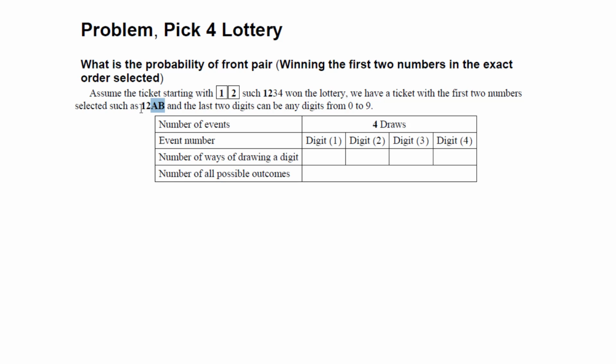So we can select the first digit in one way only and the second digit only in one way because they are already fixed. But the last 2 digits, each one can hold any number, which means it can be selected in 10 different ways each. So what is the number of all possible outcomes of these winning tickets? It is 1 times 1 times 10 times 10, which is 100 ways. So we have 100 winning tickets in such case, and the probability is going to be 100 divided by 10,000, so it's 1 out of 100.